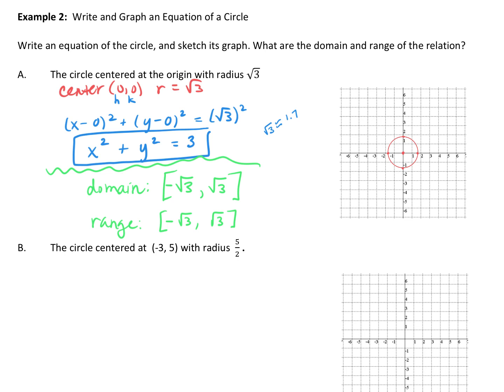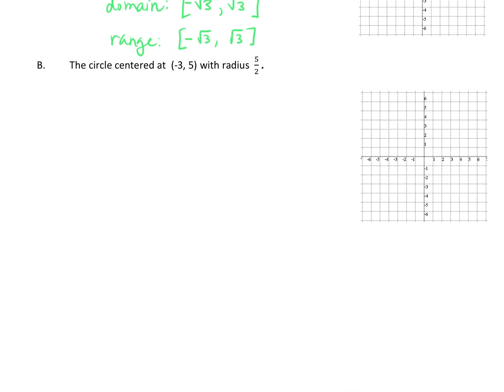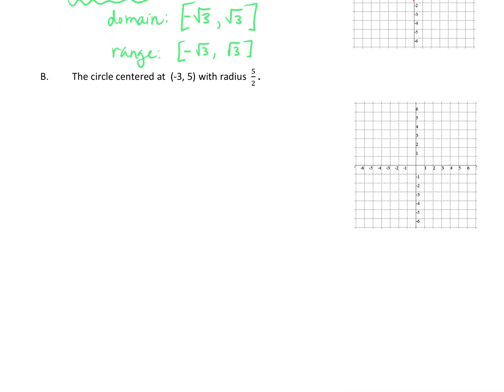All right, so we're going to try just one more. Let's do another one. We're going to write an equation for a circle that's centered at negative 3, 5 and has a radius of 5 halves. So negative 3, 5 gives us our h and our k value, and the radius is 5 halves. So we're going to follow the standard form of an equation.